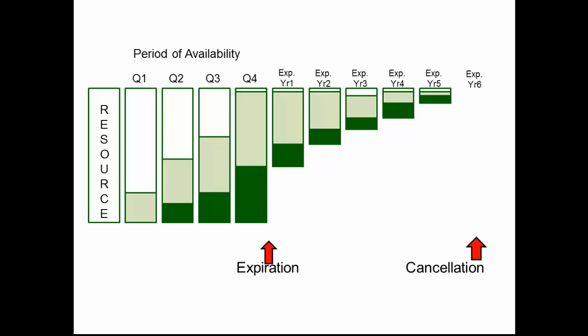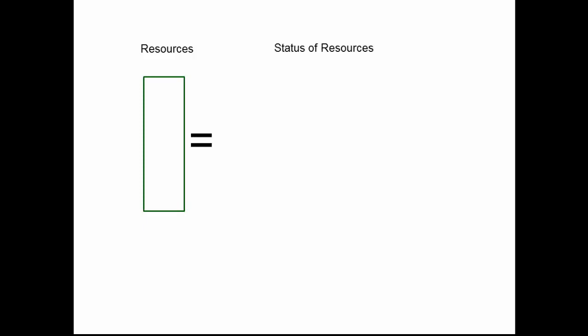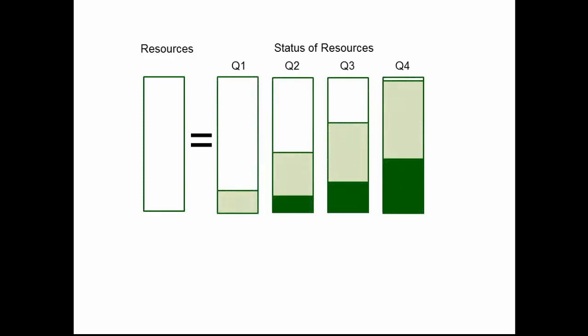Let's talk a bit about status of resources. There is a basic equation of the budget process. Resources on the left side of the equation must equal the status of resources on the right side of the equation. Here we can see that the status in each quarter equals the original resource. If this equality is always maintained, you can never spend more than your total resources. This basic equation continues throughout the life of the account.